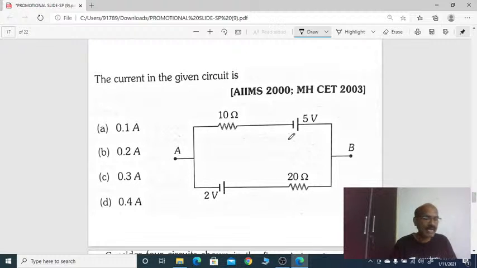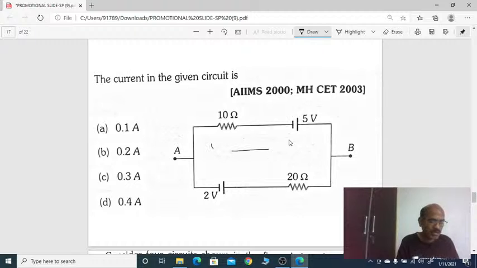Now what is the current in the circuit? That's the only question. Option C, Nilanshu, try quickly. The current in the given circuit is, see here, A and B is given. What is the current in the given circuit?